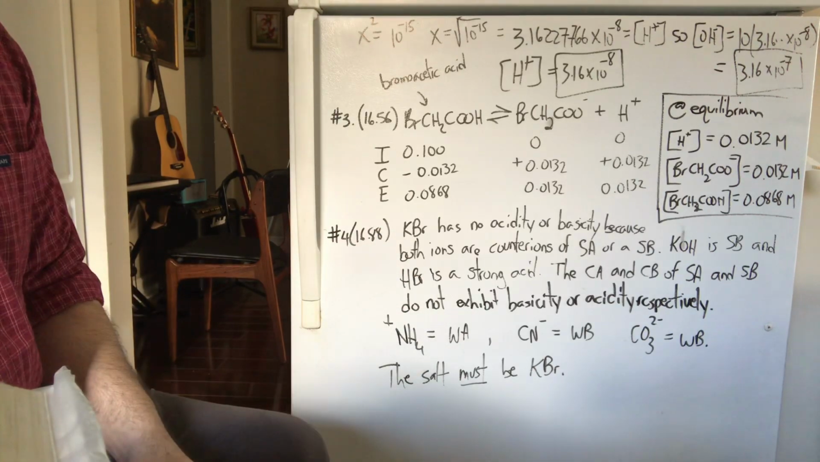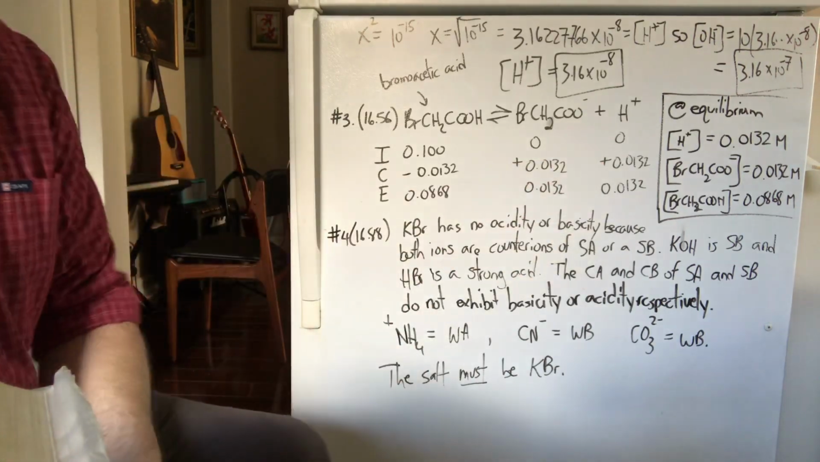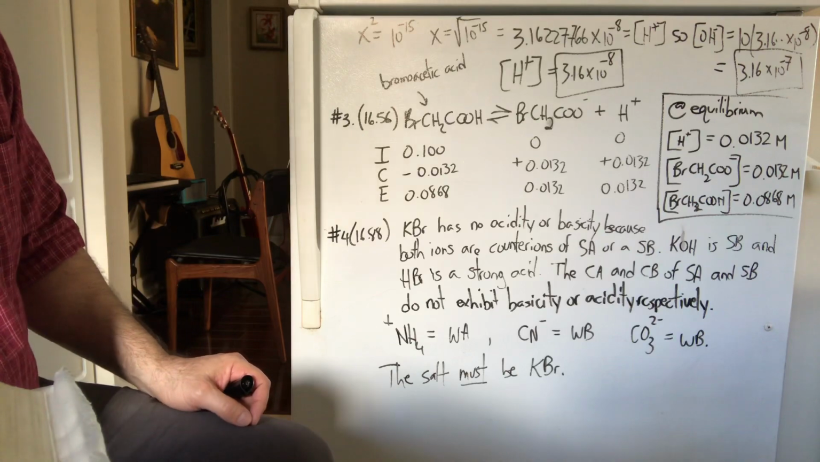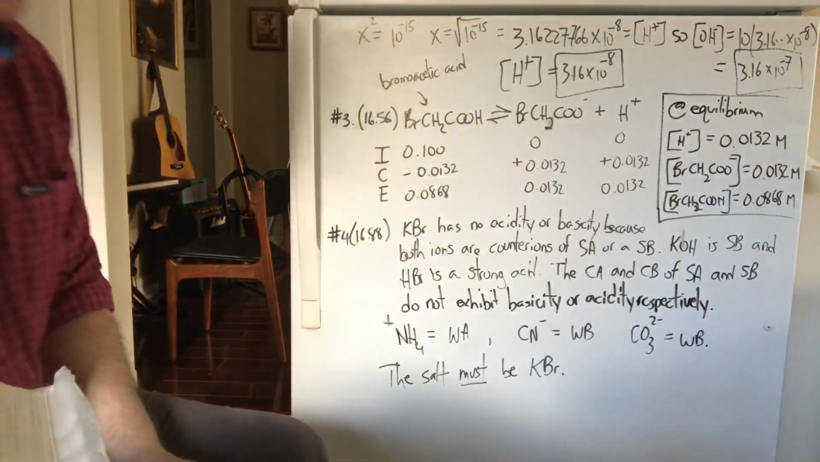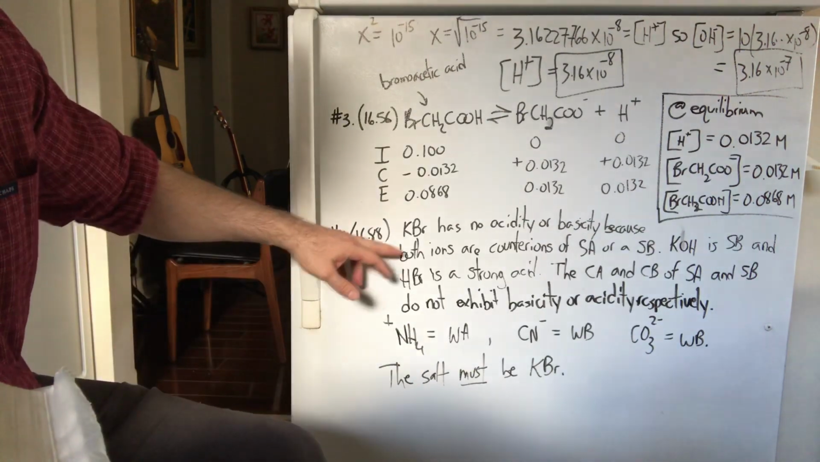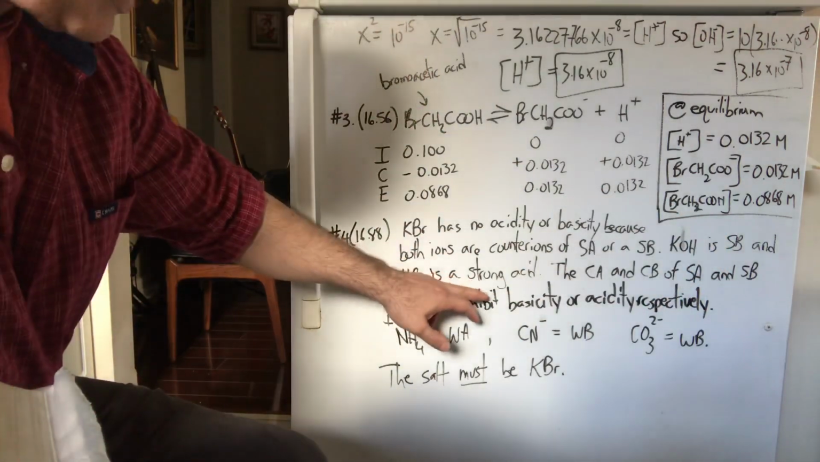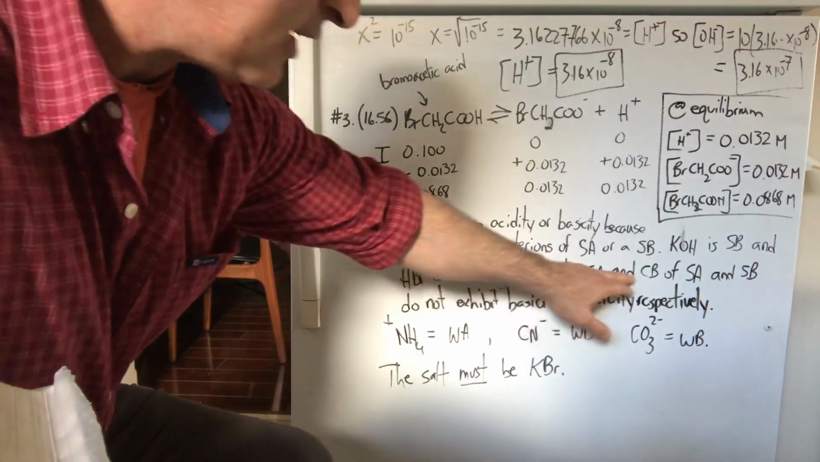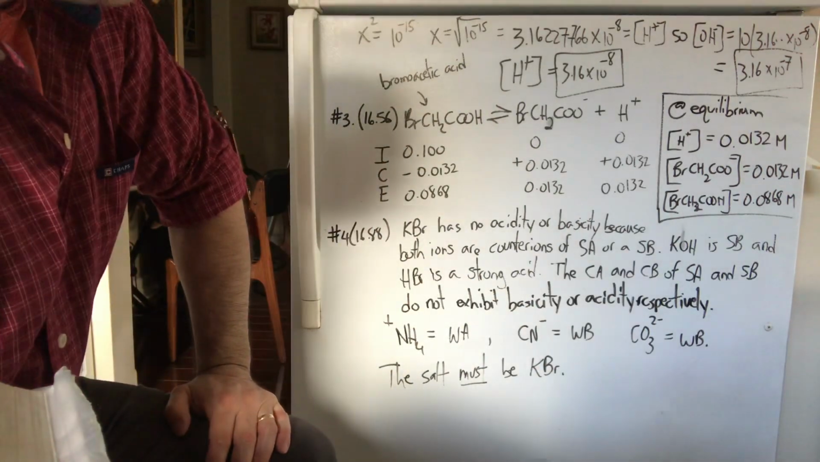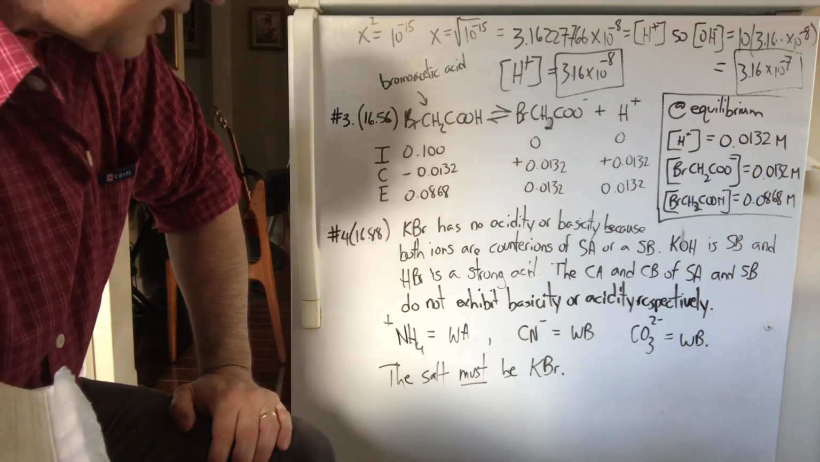So, I mean, if you got lucky in an exam and you came across that one and you're in a hurry, you could splash down that answer and it's the correct answer. But let's analyze all the other ones to prove that KBr is in fact the only one that could be the salt that has no effect on the pH. So the answer I wrote is both ions are counter ions of strong acids or a strong base. KOH is a strong base and HBr is a strong acid. The conjugate acid and conjugate base of a strong acid and strong base do not exhibit basicity or acidity respectively.